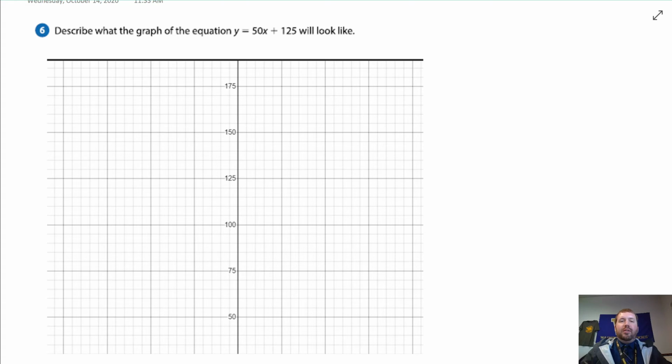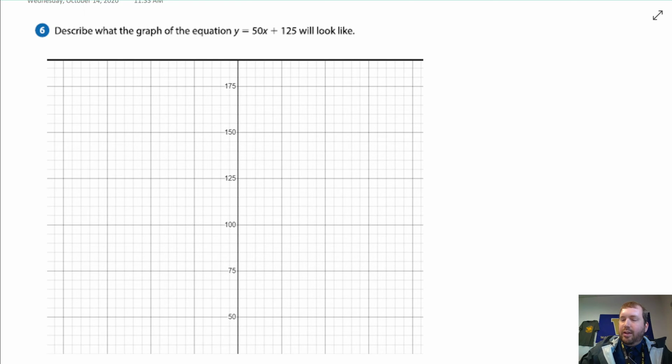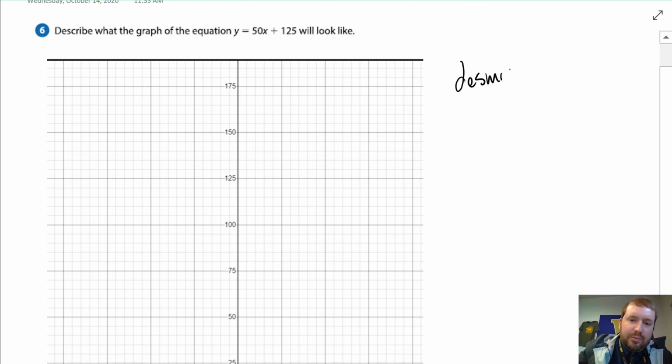I would suggest going to this website here if you're wanting to graph. We talked about this briefly in the beginning of class today, and the website is called desmos.com. So that's a great website to go to if you are wanting to know how to graph something.